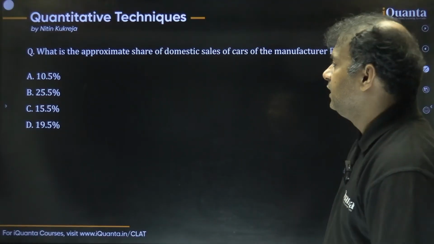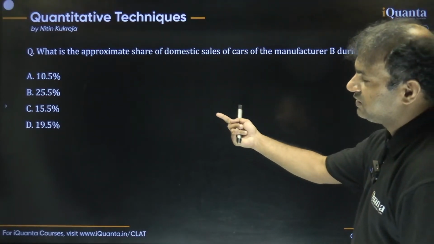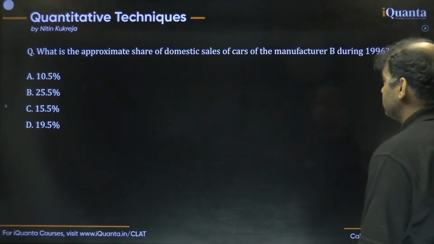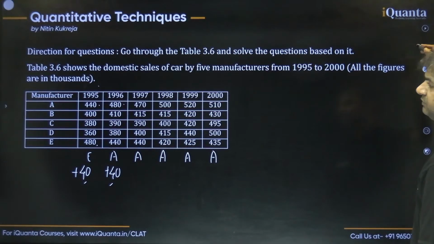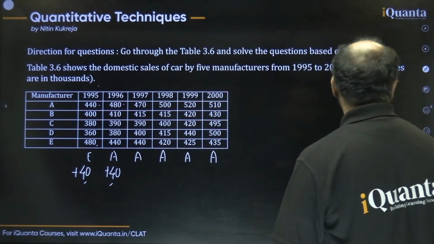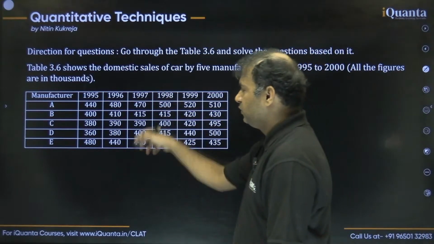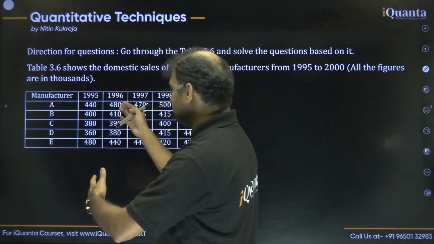Simple, right? Okay, and options are given in percentages. That means we need to calculate in percentages, obviously. We need to go in percentage only. So look at that. In 1996 we have to work. Let me erase all of that which we had discussed before. In 1996, what is the total sales? Let's add it first.